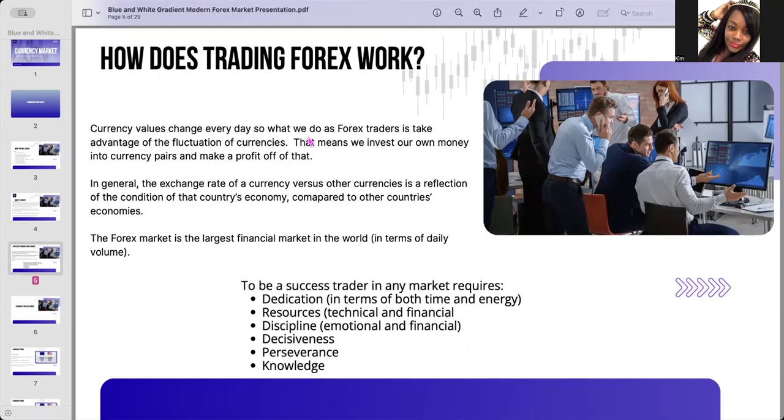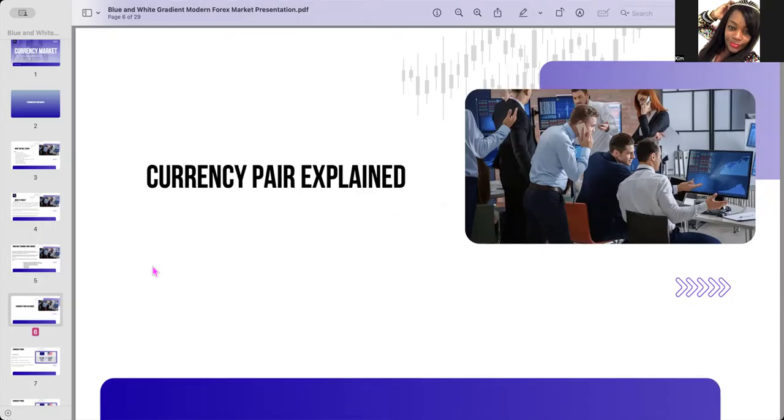When you invest your money into the currency pairs, you make a profit off of the analysis that you make. You make a profit or you lose a trade, but again, I'm here to help and show you how to have more winning trades than losses. In general, the exchange rate of a currency versus another currency is a reflection of the condition of the country's economy compared to other countries. The Forex market, again, is the largest market in the world, so we are going to take advantage of that.